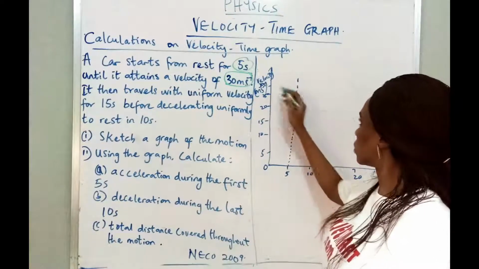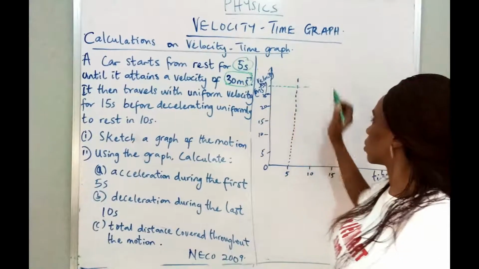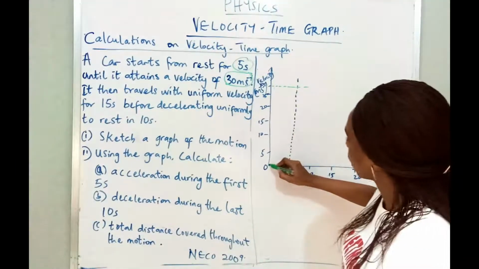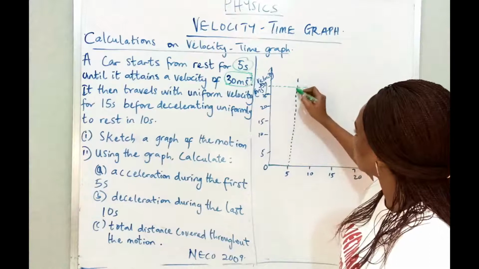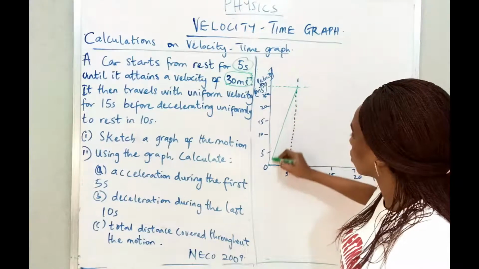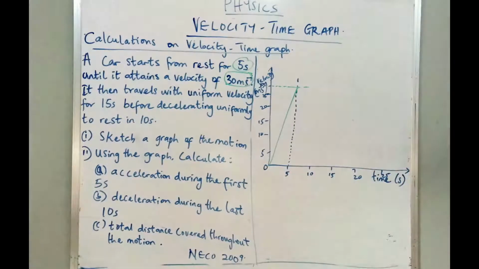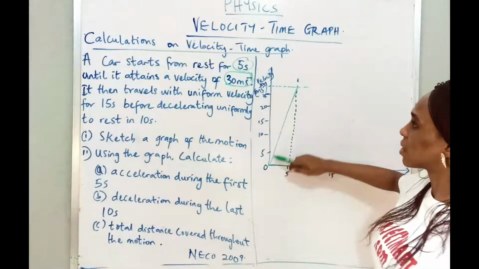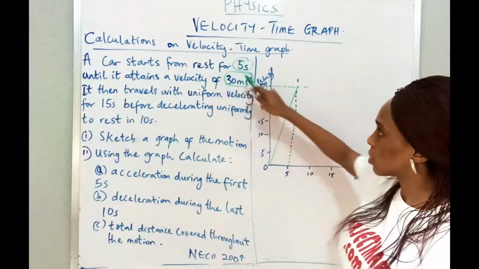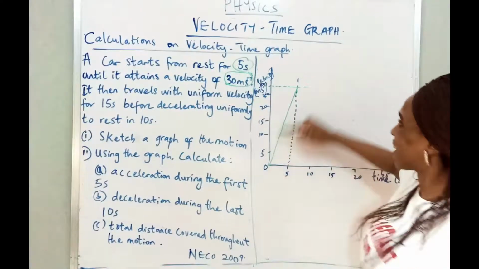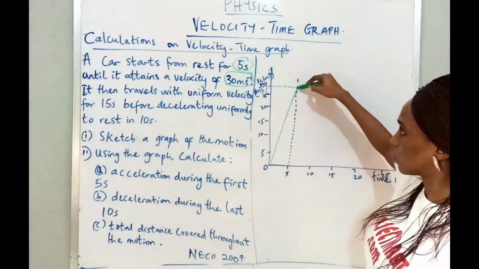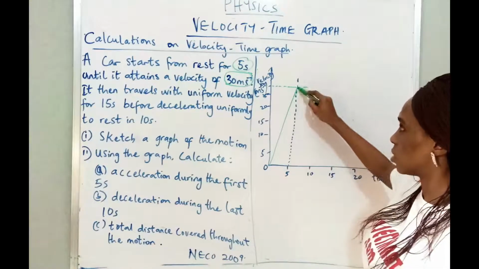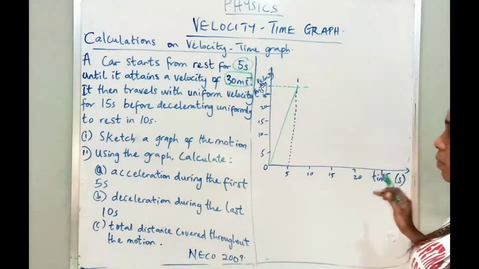So, this is 30. Where these two lines meet, that is where I'm going to join them. So the car starts from rest, and the car starts from rest for 5 seconds until it attains this velocity. Once it attains this velocity, it stops.